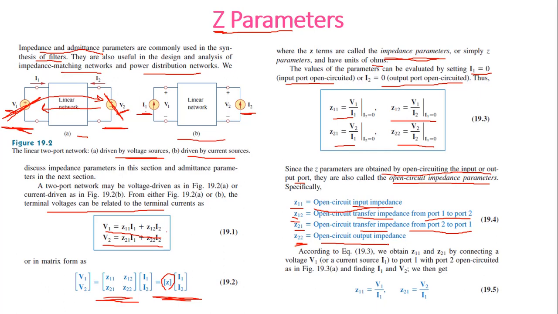Now Z11 is called the open circuit input impedance. Z22 is called the open circuit output impedance. And Z12 and Z21 are called the open circuit transfer impedances from port 1 to port 2 or port 2 to port 1. Now according to this equation, we obtain Z11 and Z21 by connecting a voltage source or current source to port 1 with port 2 open circuited, as shown in the figure.